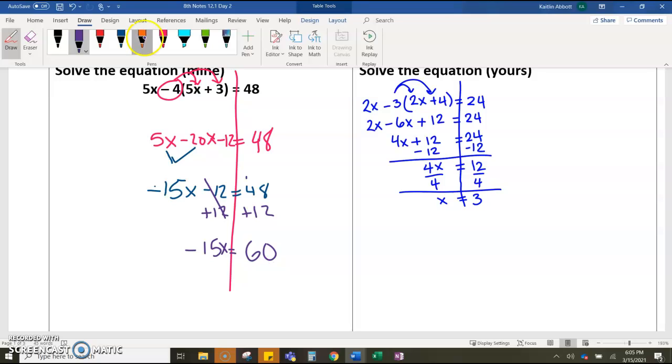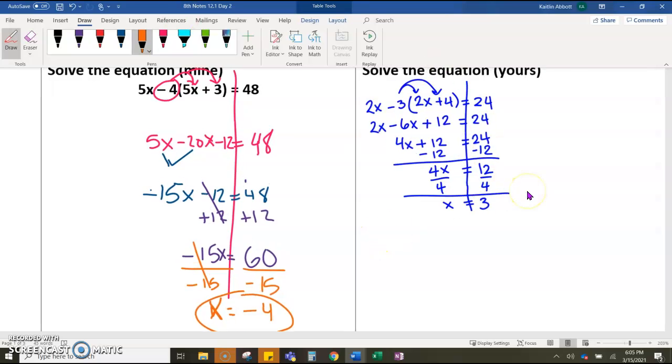Okay, last step. We're going to divide both sides by -15. Divide by -15. These cancel. Left with x equals 60 divided by 15, which is going to get you 4. And a negative divided by a positive is a negative. So -4. Final answer.